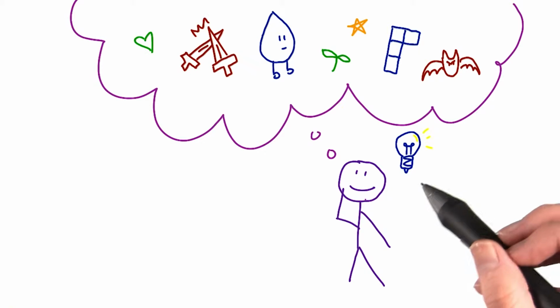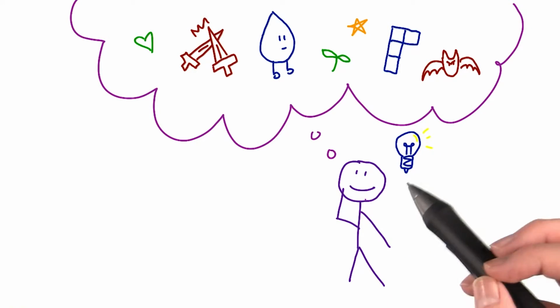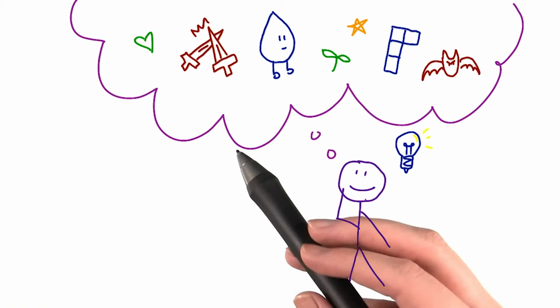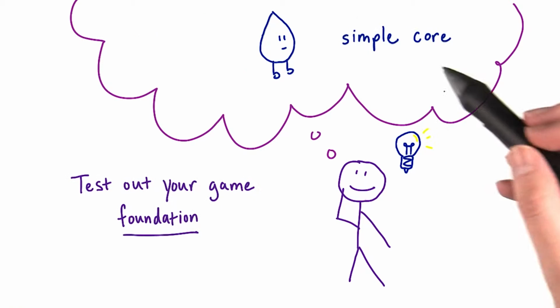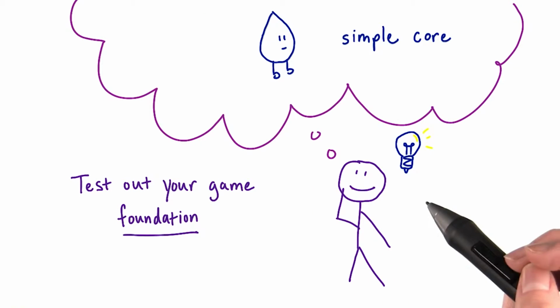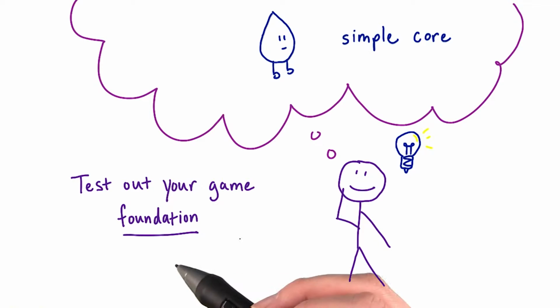When you first have an idea for a game, it's often pretty complex. You might imagine a story with lots of interesting graphics and enemies, but the core of the game is usually very simple. And this core is the first thing you want to test out before you distribute your game to a wider audience. You want to make sure your game foundation is strong by testing it out with a small group of players.